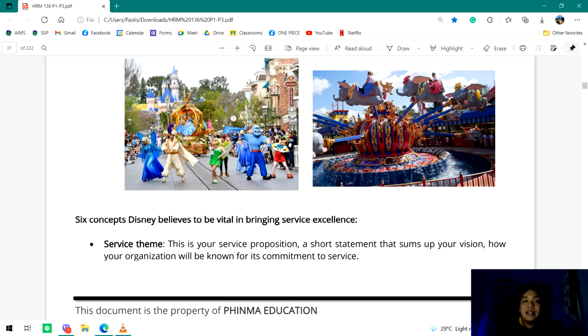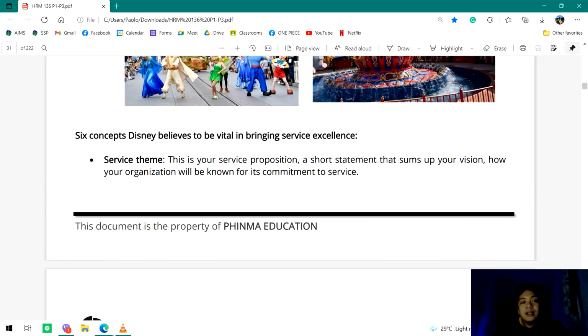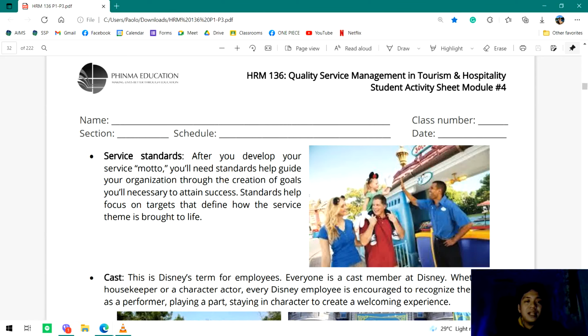serving excellence. So meron silang mga iba't ibang concepts na pinaniniwalaan nila in order for them to provide better service for people. First is service theme. This is your service proposition, a short statement that sums up your vision, how your organization will be known for its commitment to service. So ito yung I guess the first and foremost principle talaga na sinusunod nila, no?